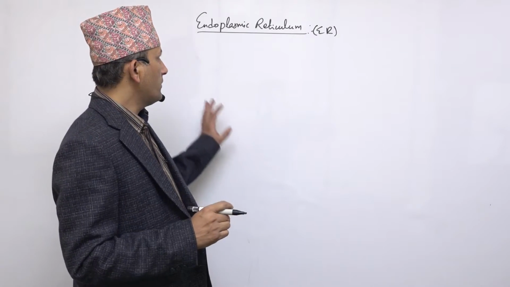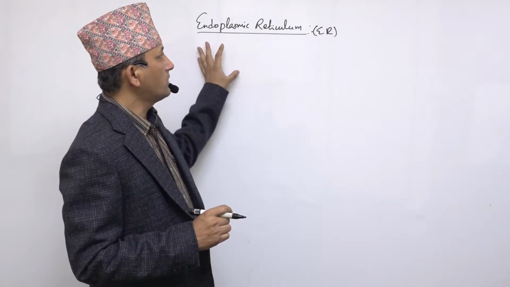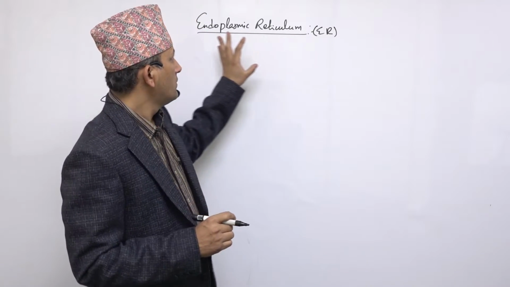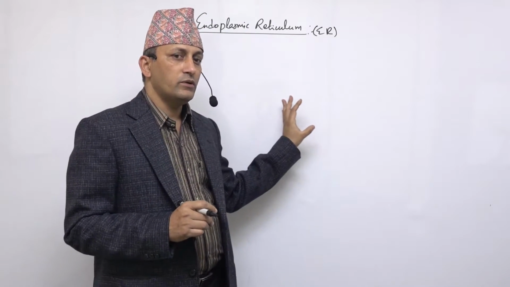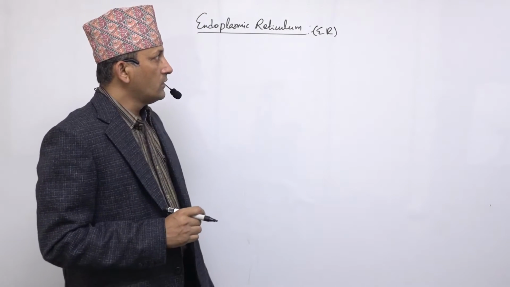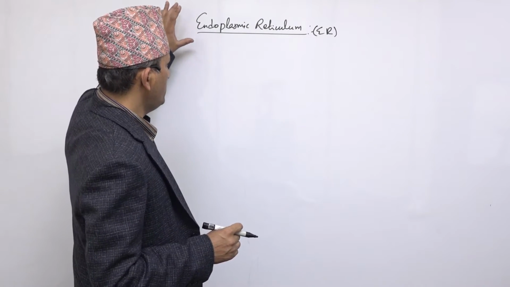So now I'm going to talk about another cell organelle known as endoplasmic reticulum. In shortcut, it is called ER. This is a very important cell organelle which is found only in the eukaryotic cell. So it is absent in prokaryotic cell. Now let's see what is endoplasmic reticulum.